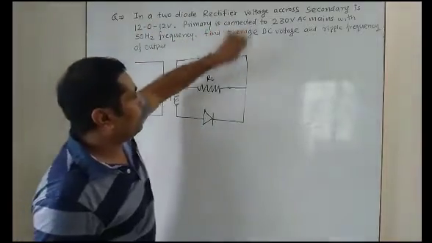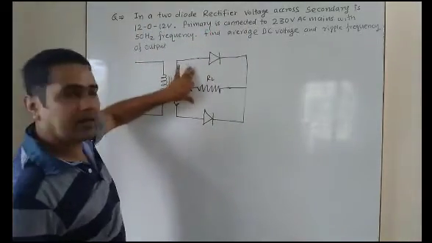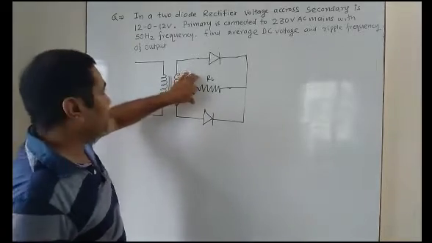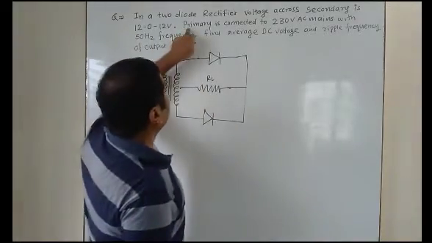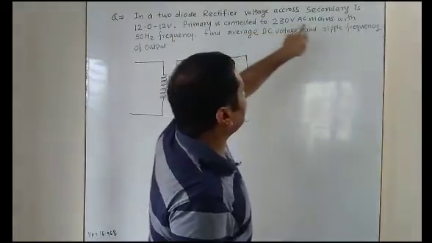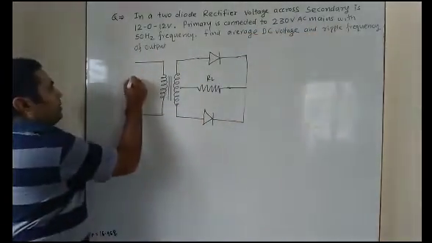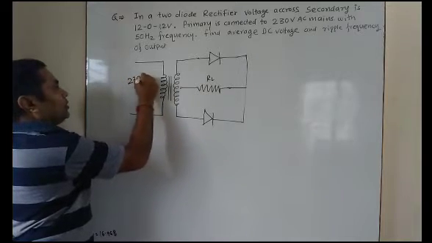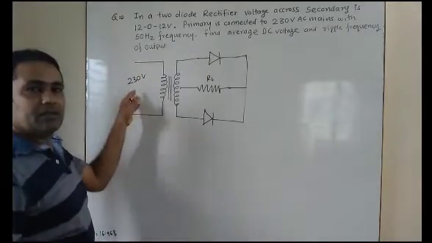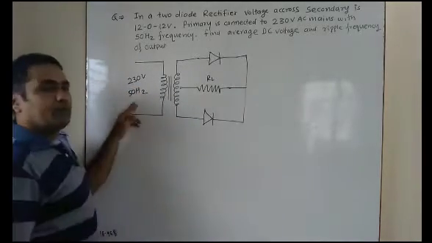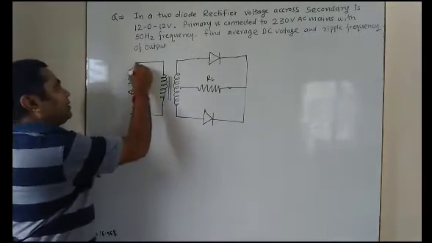So in our problem, we have identified that this is the center tap transformer rectifier. The second thing given here is that the primary is connected to 230 volt AC mains with 50 Hz frequency. That means the voltage at the primary is 230 volt and the frequency of this voltage is 50 Hz.